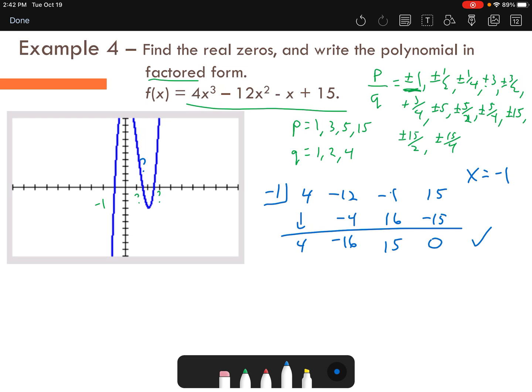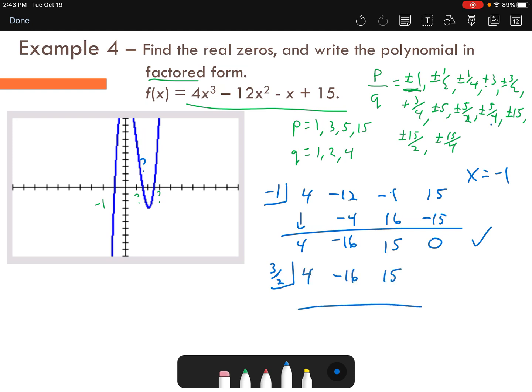Well, it looks like it might be 3/2, 1.5. It's not 3/4. It's not 2.5. Is it 1.25? Is it 5/4? Well, let's go ahead and just keep synthetically dividing. I'm going to guess, and I don't know, honestly, I think it's 3/2. So let's try 3/2.